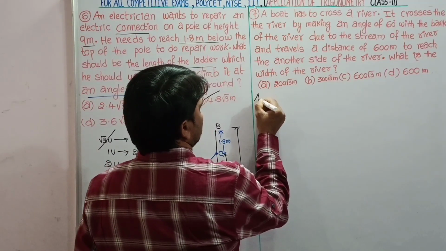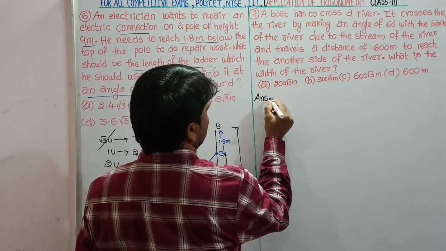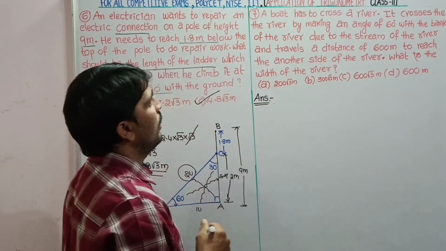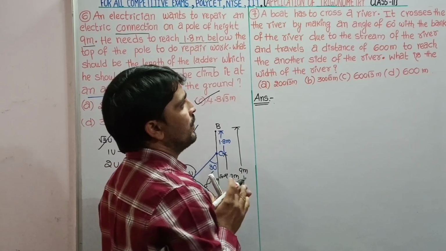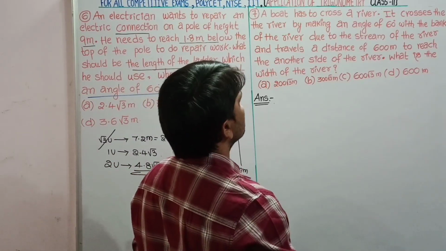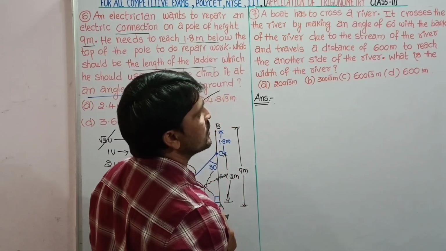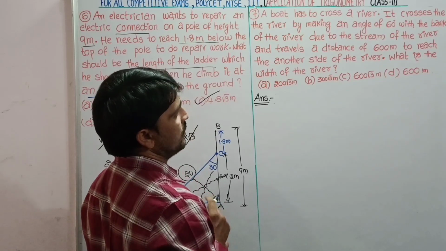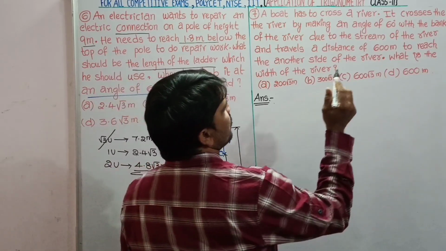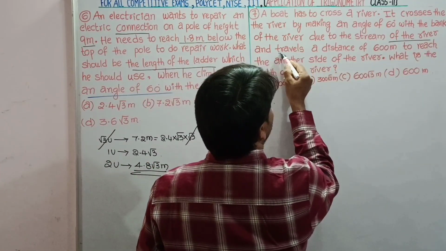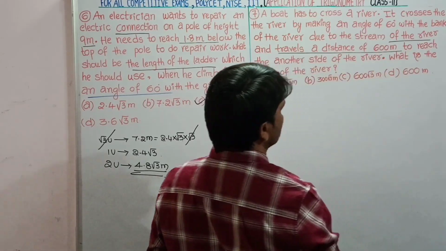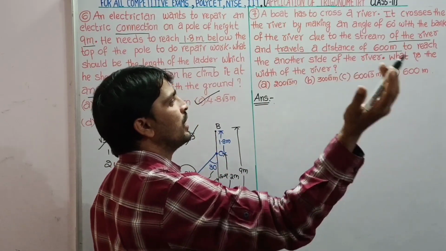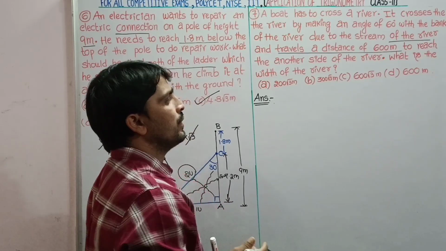Next, seventh question. A boat has to cross a river. It crosses the river by making an angle of 60 degrees with the bank of the river due to the stream of the river and travels a distance of 600 meters to reach the other side of the river. What is the width of the river?